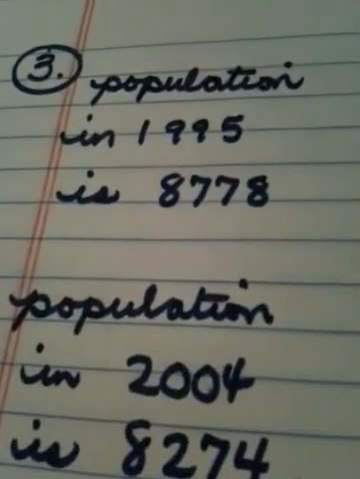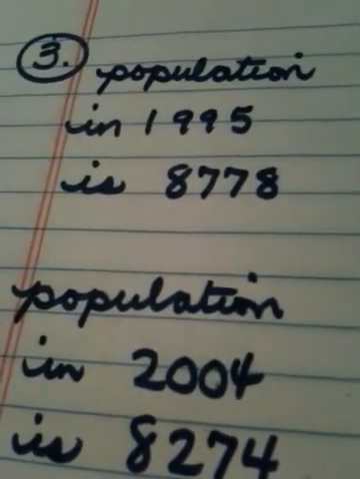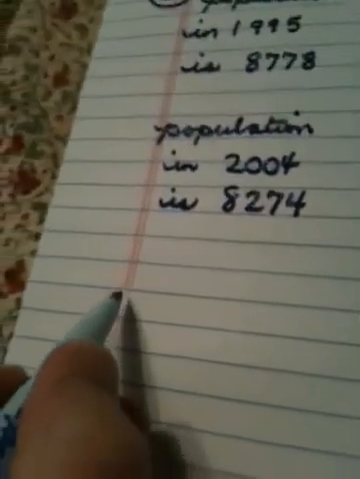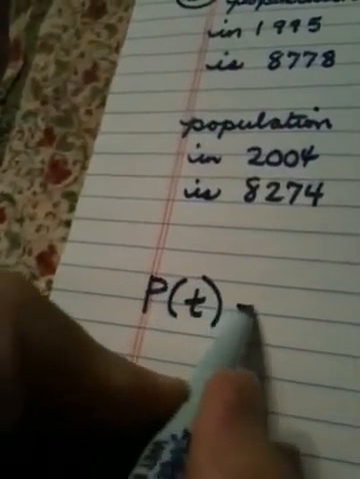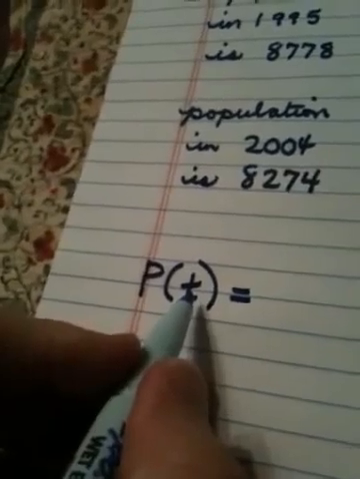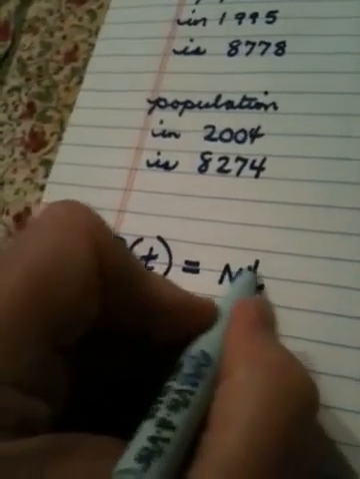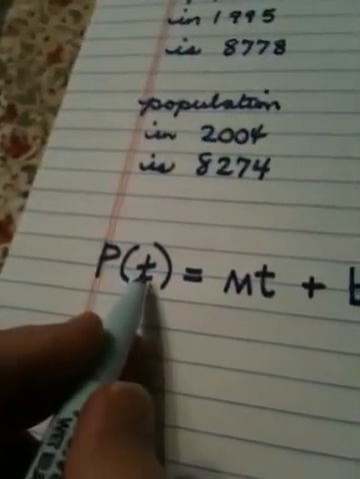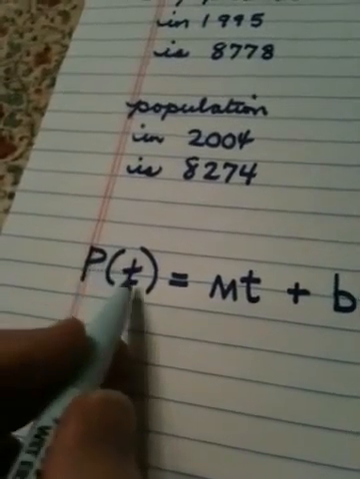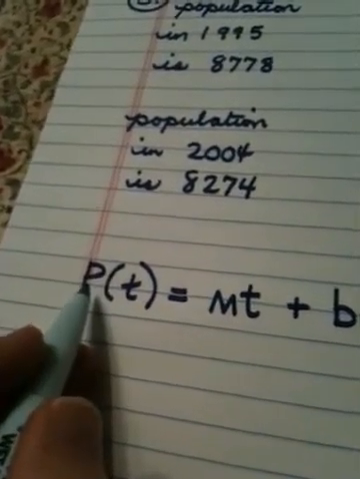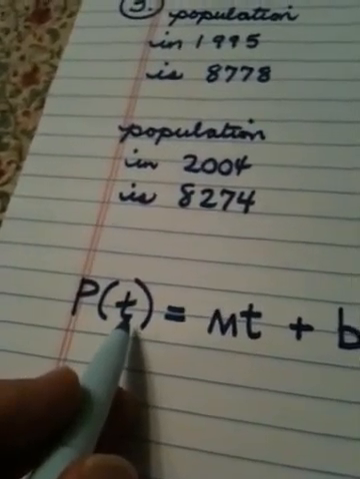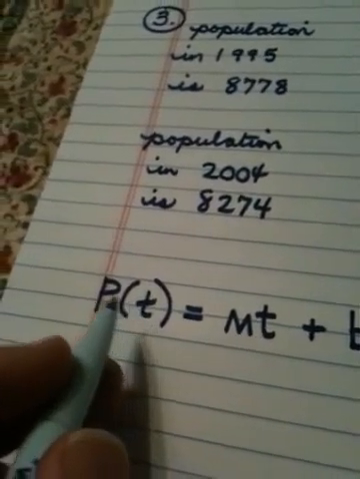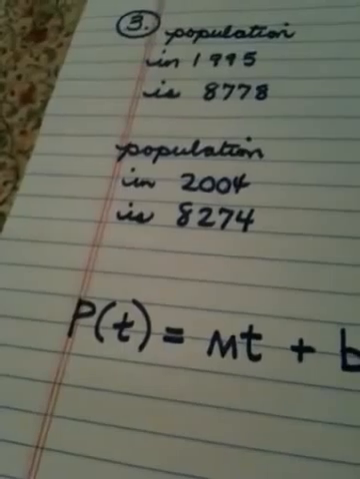Now, part A says, write a linear equation expressing the population of this town as a function of t. P of t. So they want us to write P of t. This would be mt plus b. This is how you write a linear model. Now, it's very important that you understand what these two variables mean. T is not just time. It's the number of years since 1995. And P, of course, is the population.